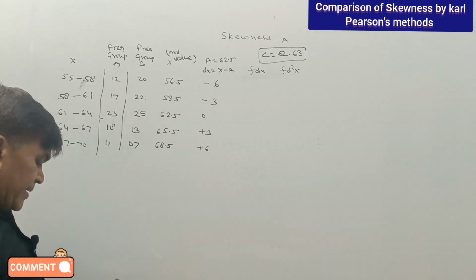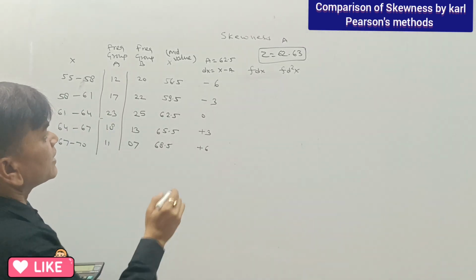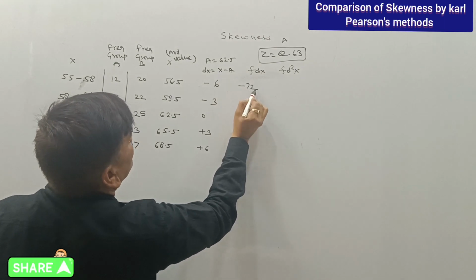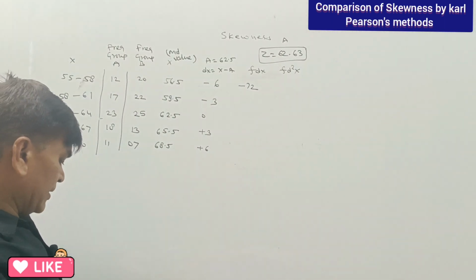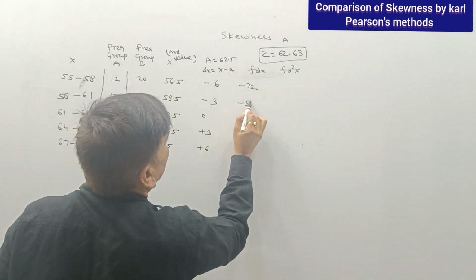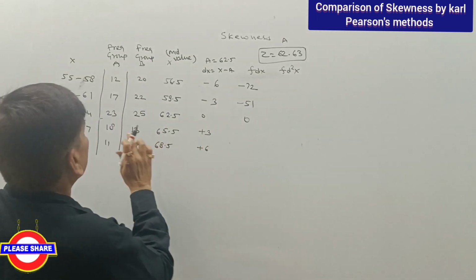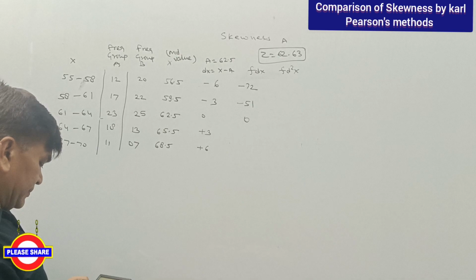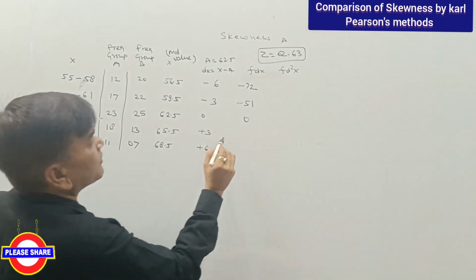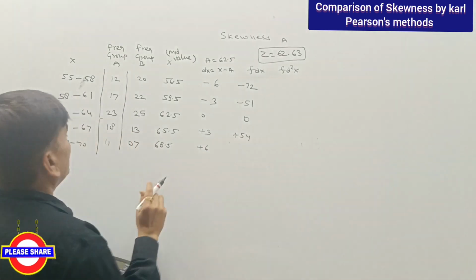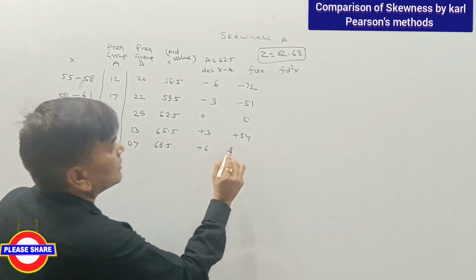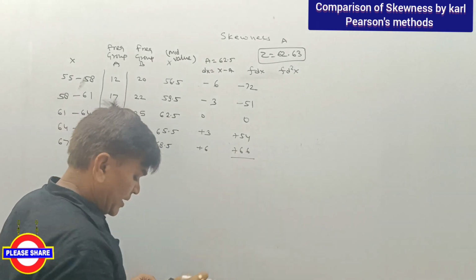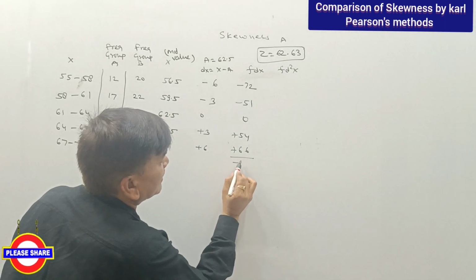12 multiply 6 is minus 72. 17 multiply 3 is minus 51. Then 0. 18 multiply 3 is plus 54. 11 multiply 6 is plus 66. So the result is minus 3.